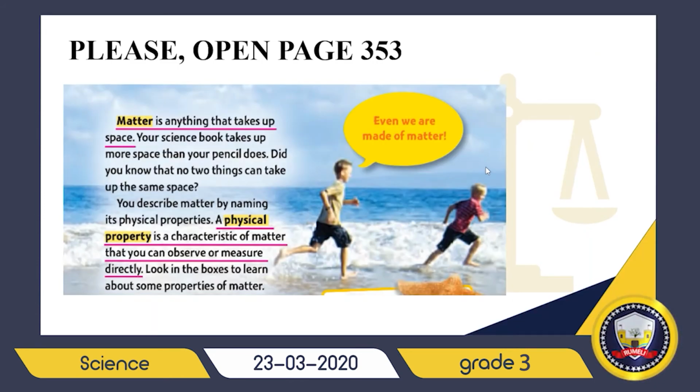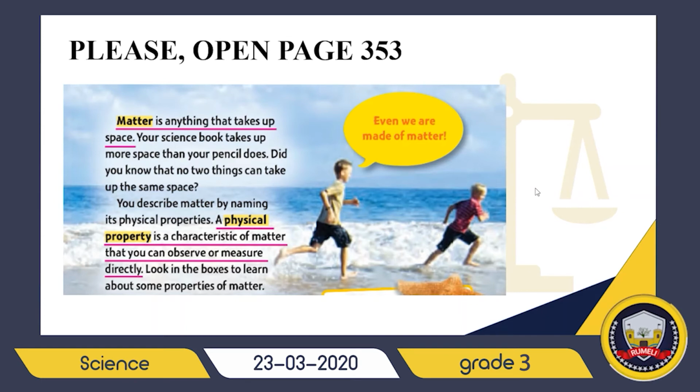Okay, now turn back to your book. We can underline this sentence. What does matter mean? Matter is anything that takes up space. And what does physical property mean? A physical property is a characteristic of matter that you can observe or measure directly, like we did in the exercise part. We categorized them into colors, size, and others.